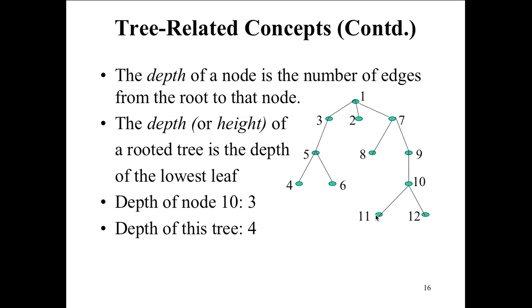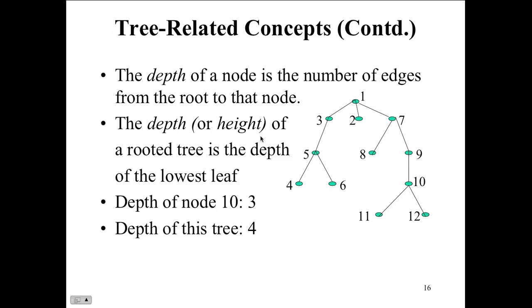The depth of the tree can be counted by the number of edges from the root to the nodes. Example, 1 edge, 2 edge, 3 edge, 4 edge. This would have a 4. The depth of the tree would be 4. Number of edges, 1, 2, 3, 4.